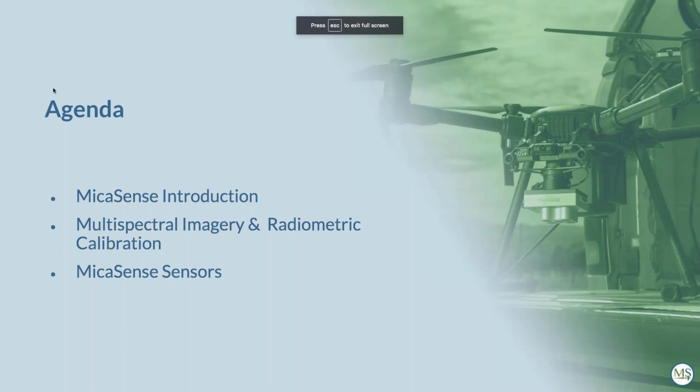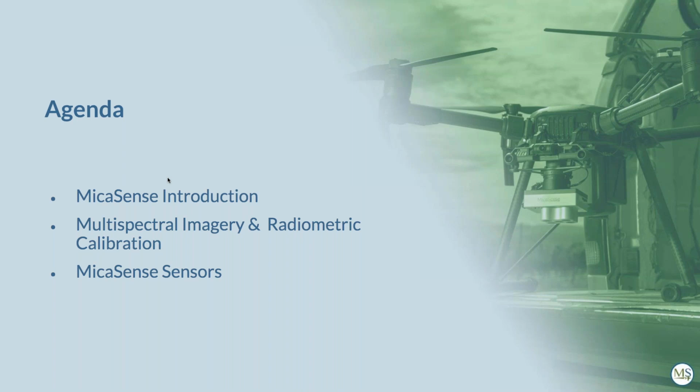Yeah, thanks, Andrew. So I'm going to cover the following 3 points over the next 10 or 15 minutes. I'm going to give you an introduction to MicaSense, and then we'll spend some time looking at some basics on multispectral imagery. It's probably going to be review for a number of the people in the audience. And then we'll look at radiometric calibration and the importance of radiometric calibration. And then I'll finish up by talking about a few sensors that MicaSense develops and offers.